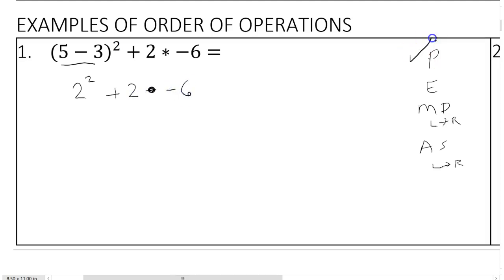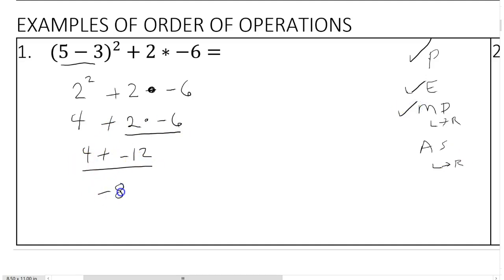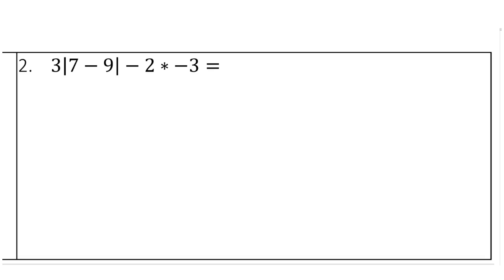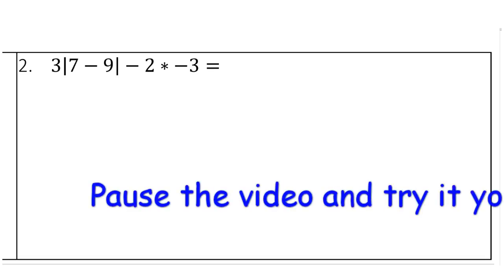Then we go to exponents. 2 squared is 4. Copy everything else. Now we go to multiplication and division. 2 times negative 6 is negative 12. Now we go to addition. 4 plus negative 12 is negative 8 for our final answer. It's very important to do these steps in the correct order. Now pause the video and try the next example yourself.